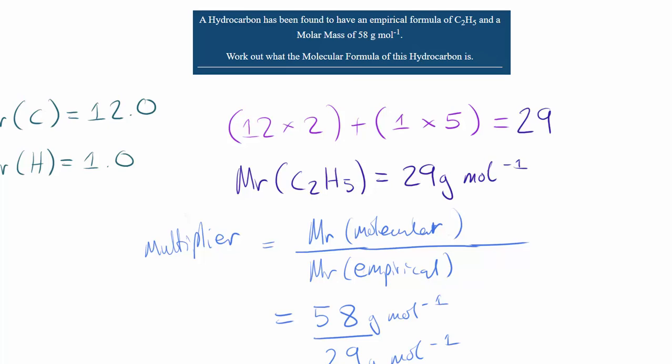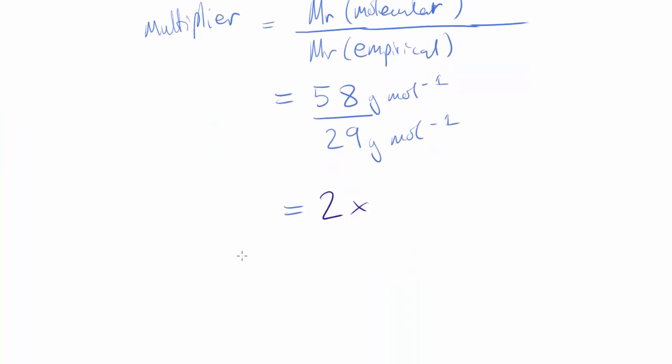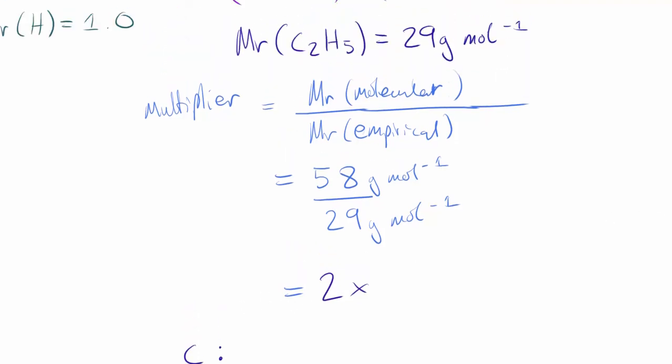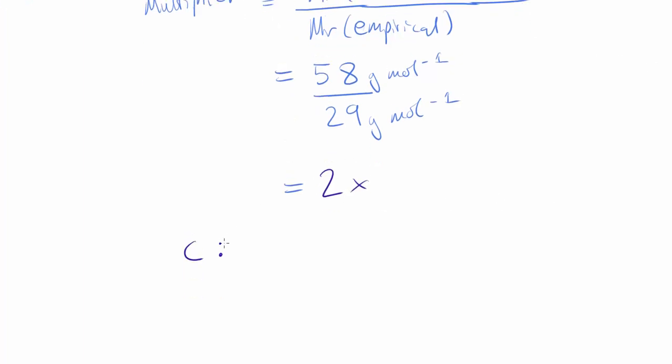So what are we going to do? Well, let's start with the carbon. For carbon, we know it started off with 2, so initially we had C2, a numerical coefficient of 2. We're going to multiply it by the multiplier, so 2 times 2, which equals 4. Therefore we're going to have C4, the new numerical coefficient we would see represented in molecular form.